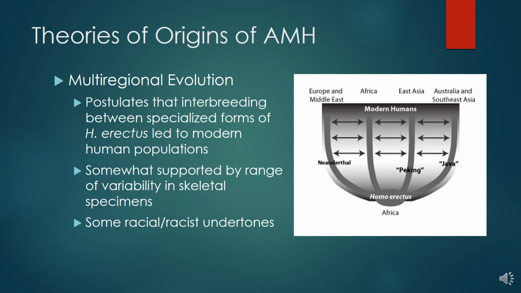When it comes to the origins of anatomically modern humans, we have the date pretty well set at around that 200,000 mark. But there have been two long-standing and competing hypotheses for how anatomically modern humans originated. The first of these is the multi-regional evolution hypothesis. And this suggests that interbreeding between specialized forms of Homo erectus ultimately led to modern human populations.